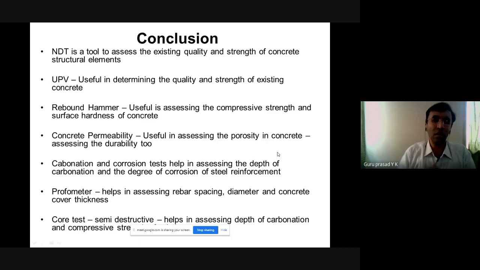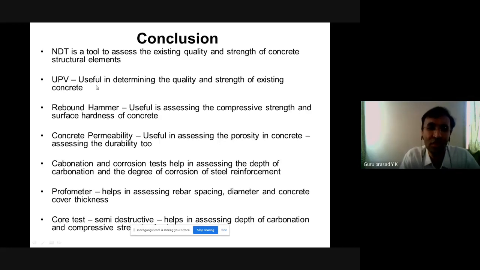So I would like to conclude and then go to the videos very quickly. NDT is a tool to assess the existing quality. What is NDT? Non-destructive testing and evaluation is a tool to assess the existing quality and strength of existing structural members. Also, the quality of concrete you get through ultrasonic pulse velocity. UPV is ultrasonic pulse velocity, determining the quality and the existing strength of concrete members.